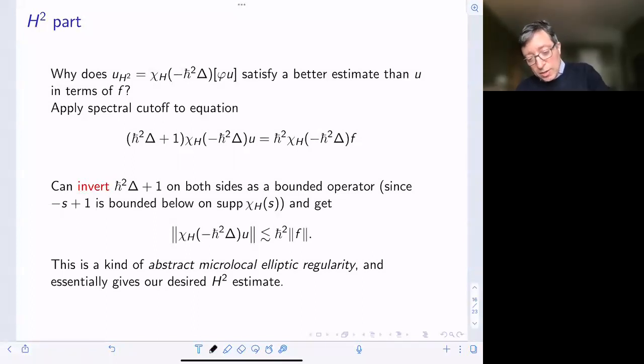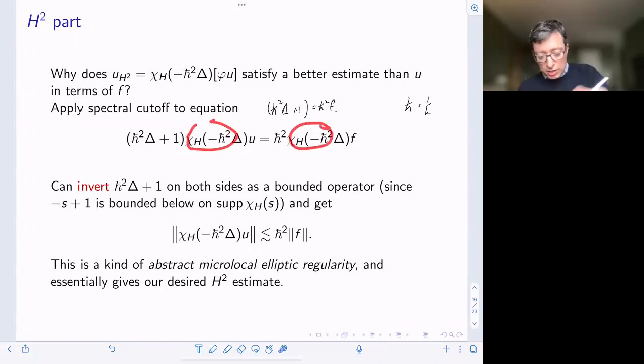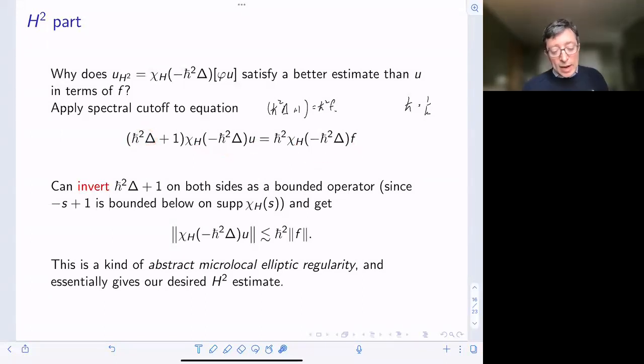So I had the equation h bar squared Laplacian plus 1 equals h bar squared f after my change of parameter there. h bar is 1 over k, remember. And I just apply the spectral cutoff chi_h to both sides, and it commutes with other functions of h bar squared Laplacian, in particular with the operator itself. So I move it in there. And now I claim I can invert h bar squared Laplacian plus 1 on both sides, just because this is a function of h bar squared Laplacian. It's the function minus s plus 1 of that. And that's never 0 on the support of chi_h.